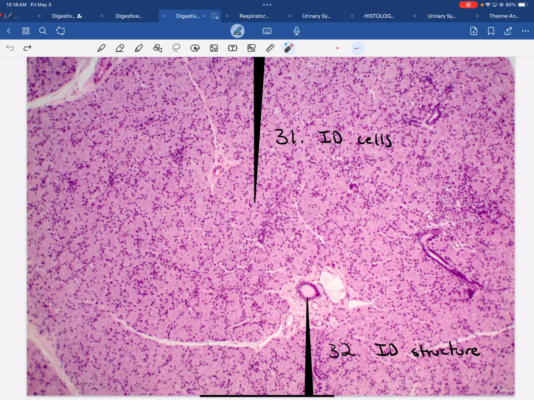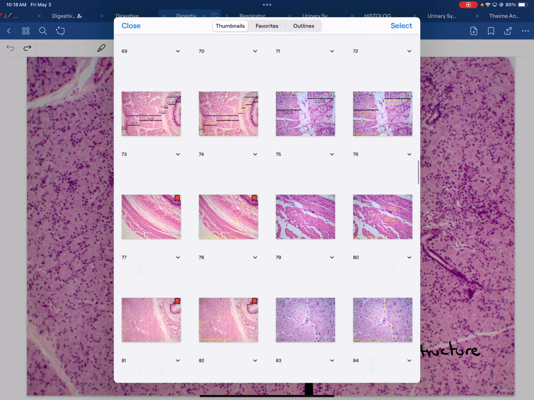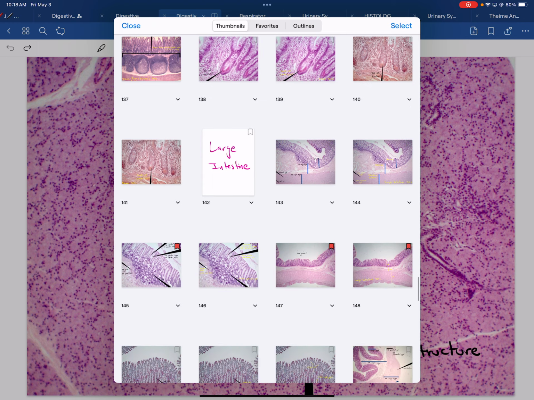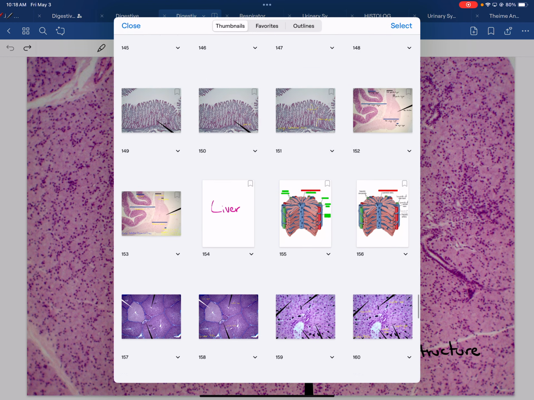That's the parotid. It's got to be the parotid gland. Yeah, the parotid gland and the pancreas look almost identical. Yes. So here, let me show you. They're false. Exactly. Don't let number 32 steer you wrong.